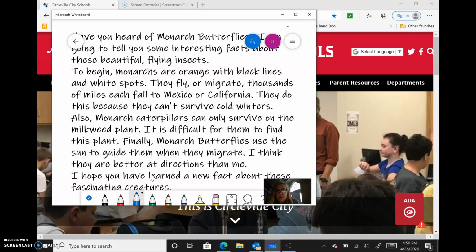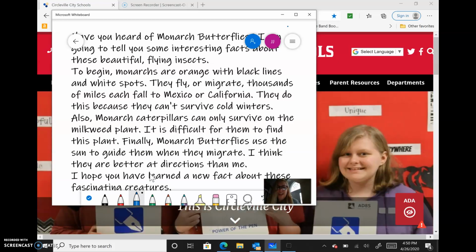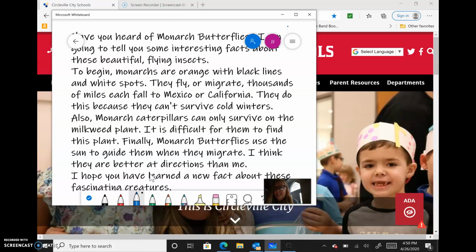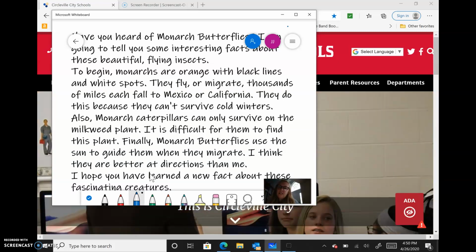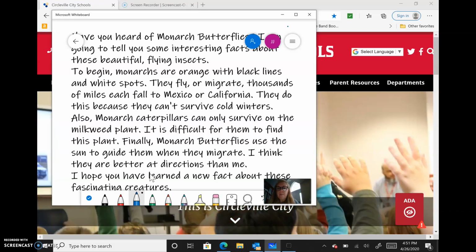Finally, so now you know I'm giving you my third and final fact. Finally, monarch butterflies use the sun to guide them when they migrate. I think they are better at directions than me. So I did include my opinion about their directions, but it was after a fact that they can actually use the sun to fly thousands of miles and make it to the same place. Some fly to California, some fly to central Mexico, but they use the sun. They don't have GPS, they don't have a map. And I thought that was pretty amazing because I can get lost with the GPS.